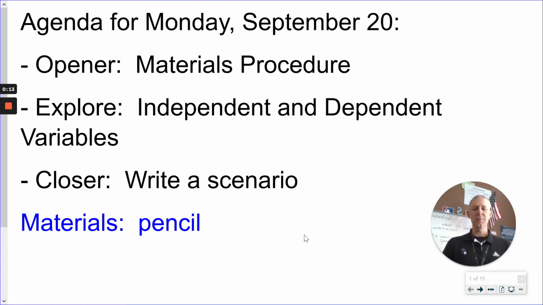So this is going to be a two-day lesson. I'll give you a highlight of what these two days will look like for Monday, September 20th, and Tuesday, September 21st. I'm going to go through a materials procedure about how to get your textbook. We're going to talk about independent and dependent variables, and then finishing up the lesson, probably day 2, we'll have you write your own scenario, and all you need is a pencil and your textbook.